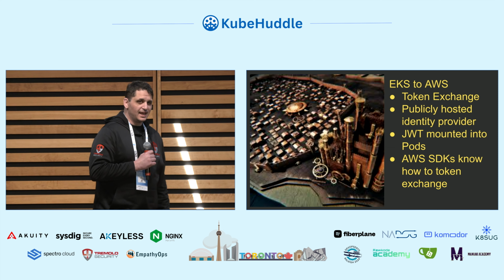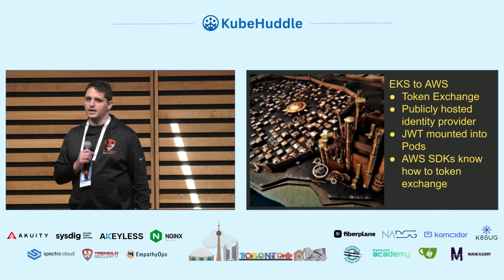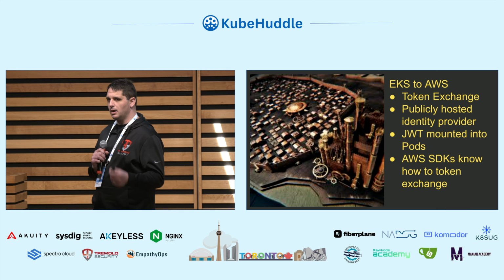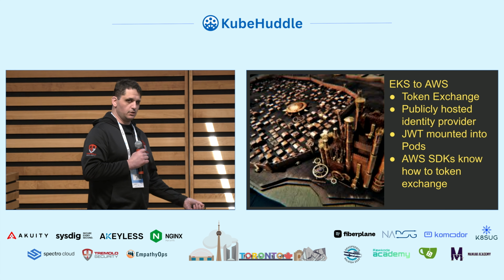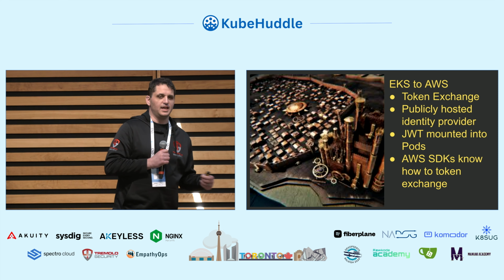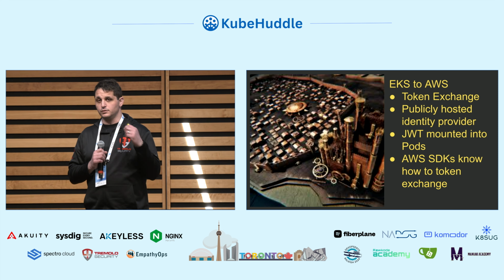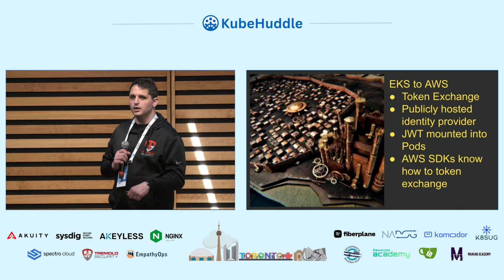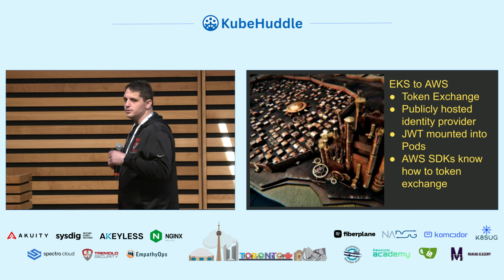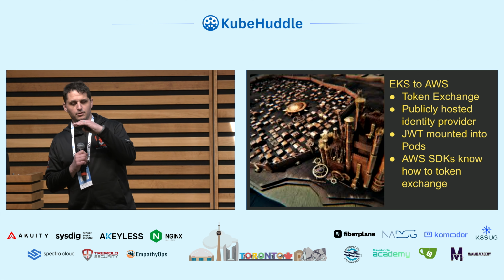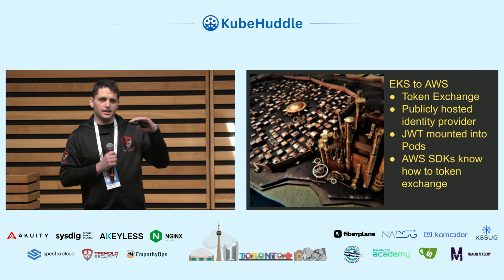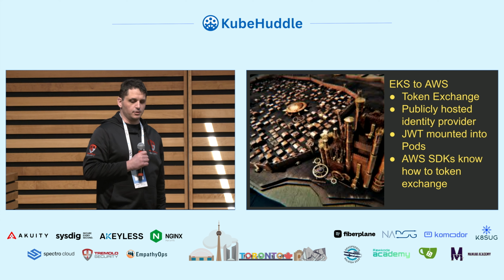If you want your EKS clusters to talk to AWS, AWS will provision a public-facing identity provider, mount those tokens into your EKS cluster, and then the AWS SDKs are smart enough to take that token and exchange it for an identity. So that way you're able to use your local policy or your local identity instead of having to have a static secret token.